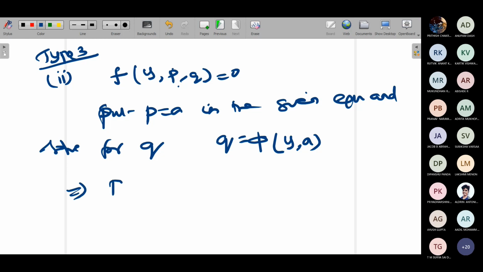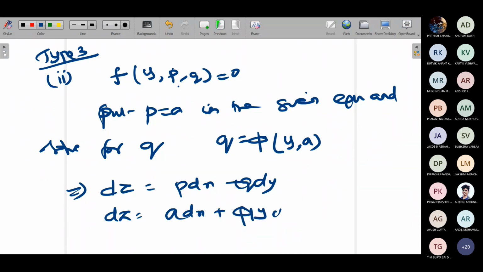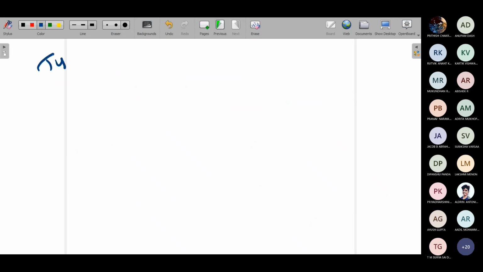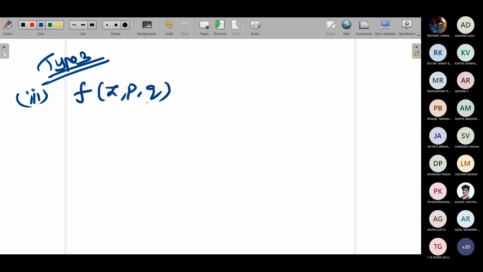So dz is equal to p dx plus q dy. Your dz will be equal to a dx plus phi of y comma a into dy. On integrating, we get the required solution. Similarly, in type 3, third subdivision, equations involving f of z comma p comma q.